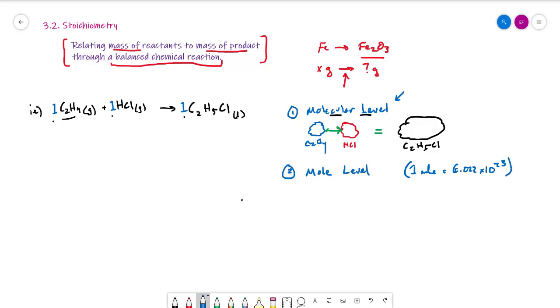whether it's a compound or a molecule. And so these coefficients, this one and this one, at the same time literally mean that 1 mole of C2H4 is going to react with 1 mole of HCl to produce 1 mole of C2H5Cl. Those are two totally different meanings, and they may feel like semantics, but they have huge implications, because at the mole level we're talking about huge numbers of molecules as opposed to the molecular level. And so we often want to think about these things at this very large scale.